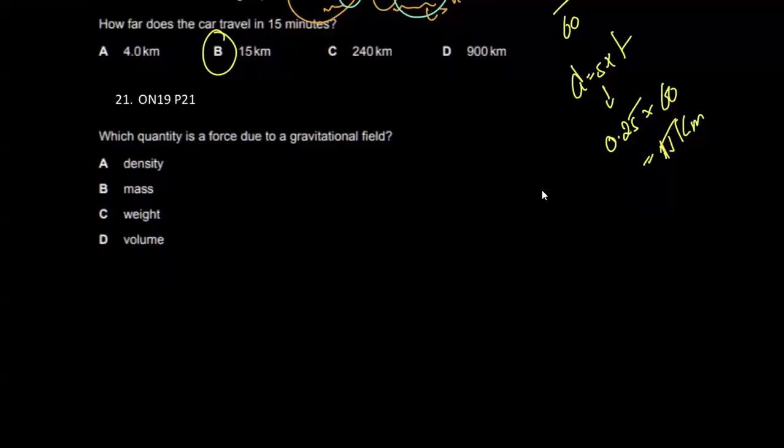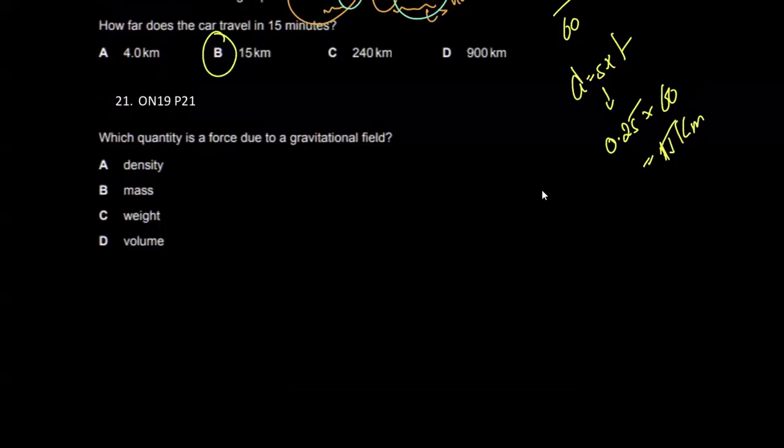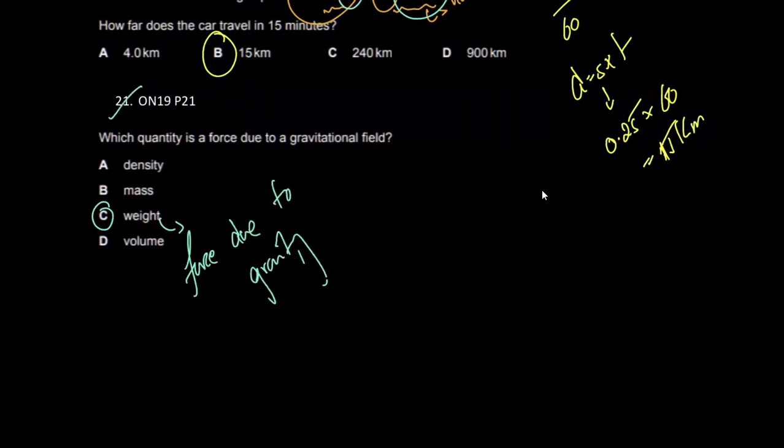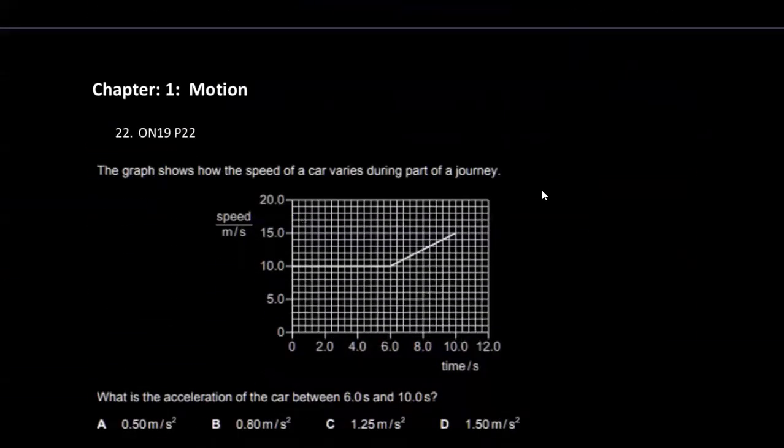Okay. Question number 21. Which quantity is a force due to gravitational field? So the answer is pretty simple. Weight. We describe weight as force due to gravity. So we all know that the answer is going to be C. It's pretty simple.